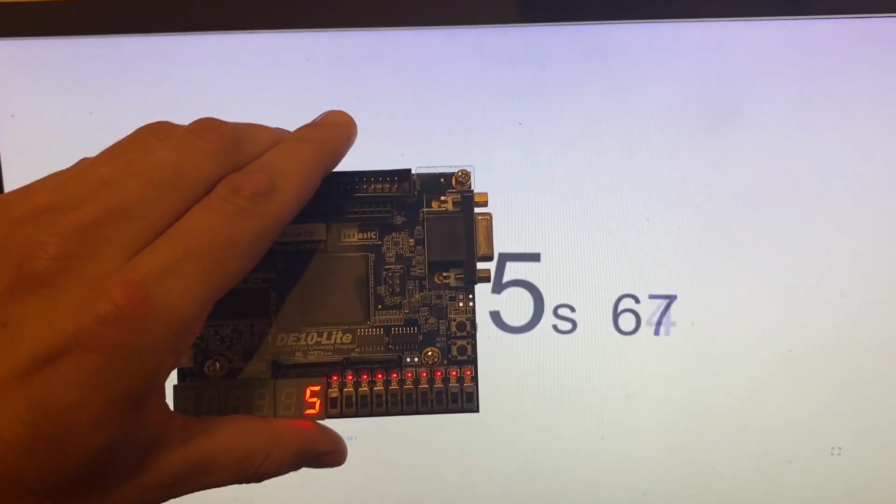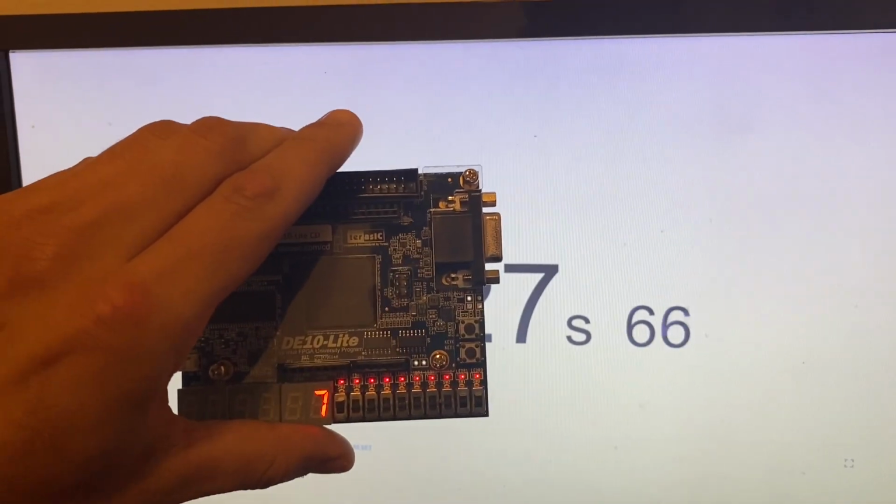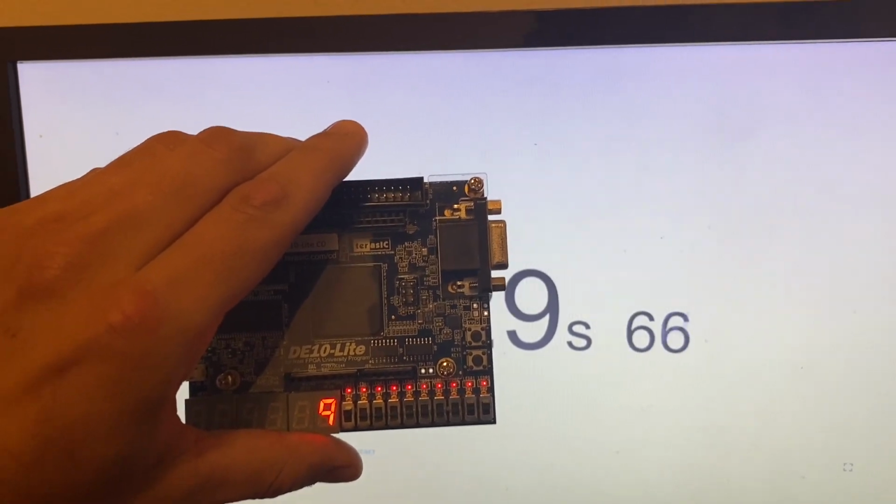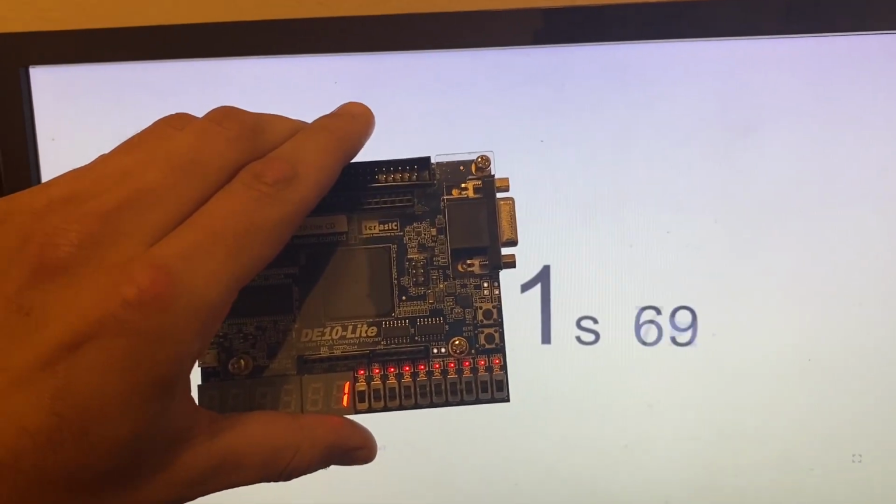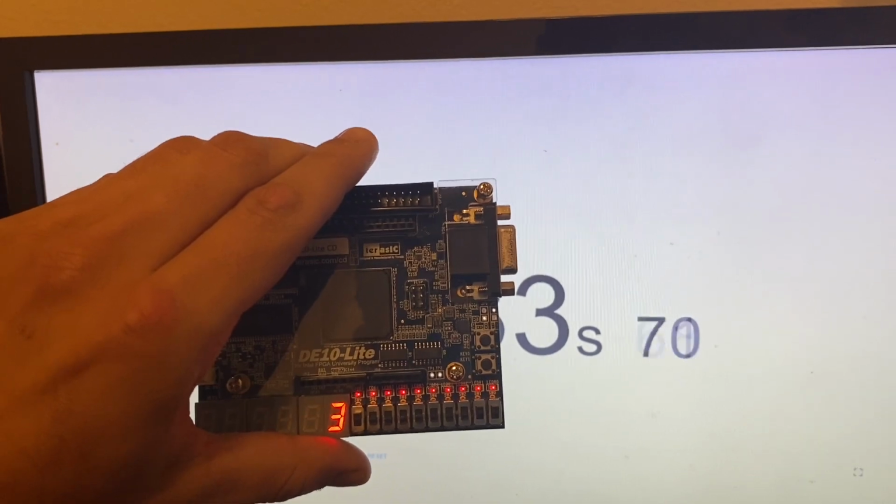A better way to look at it is this way. When we hide the first number, we can see that 7, 8, roughly once per second the signal will transition. So that's it for this lab.